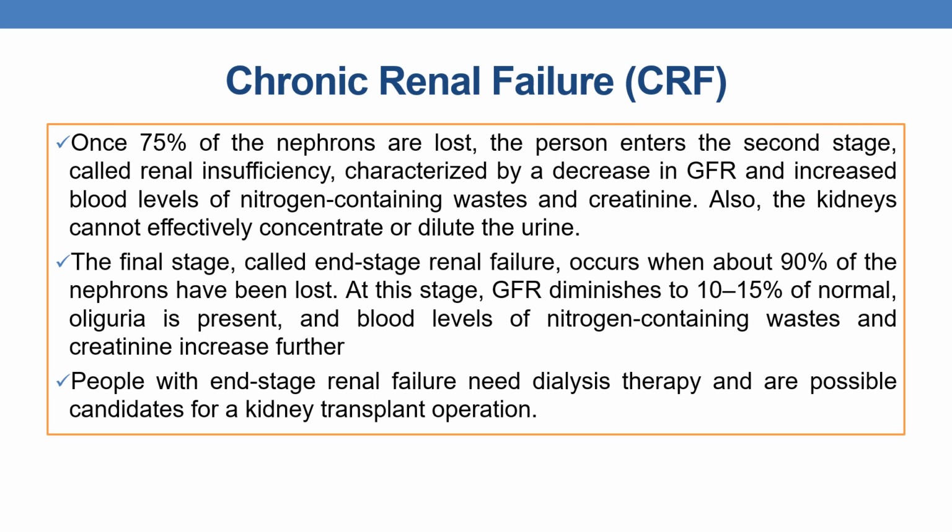Once 75% of the nephrons are lost, the person enters the second stage called renal insufficiency, characterized by decrease in glomerular filtration rate and increased blood levels of nitrogen containing base and creatinine. Creatinine levels are a function test for kidneys. Levels of creatinine are used to estimate the renal efficiency. Also, the kidneys cannot effectively concentrate or dilute the urine.